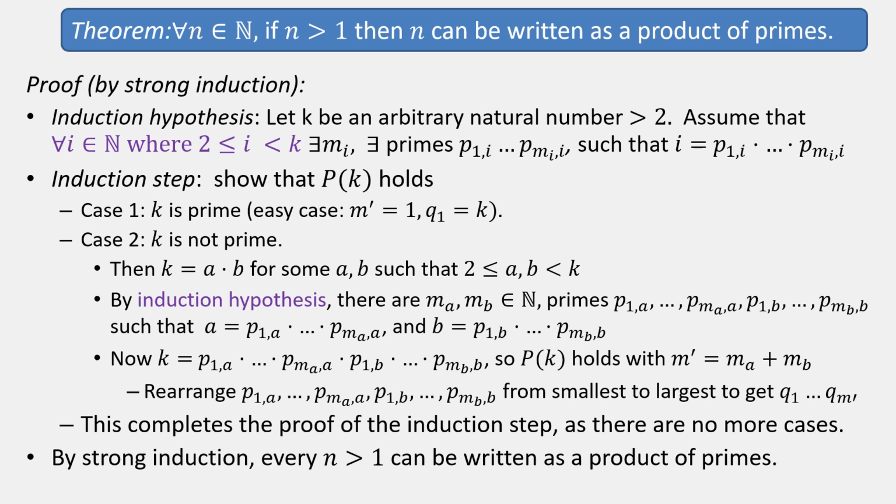So our m prime, the m corresponding to the number k, will be the sum of m_a and m_b. And if we want to remember the order, we can rearrange the primes in the list, primes from A and primes from B, from smallest to largest, and that will give us our q1 to q_n prime. And that's it. That's the proof of the induction step and the proof of the existence part of the fundamental theorem of arithmetic. It says that every number which is greater than 1 can be written as a product of primes, every natural number.